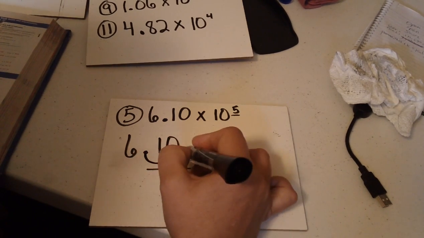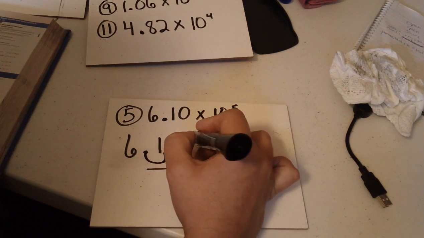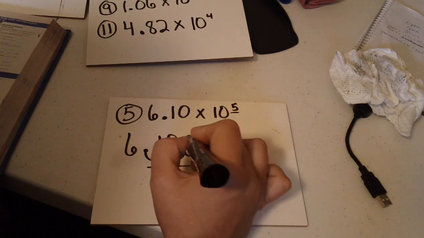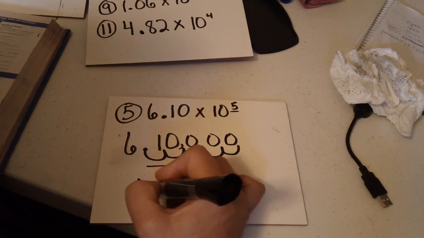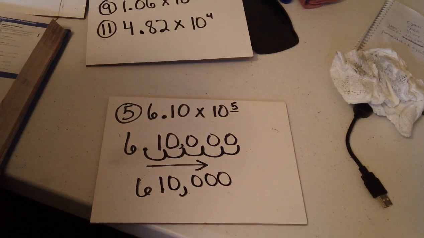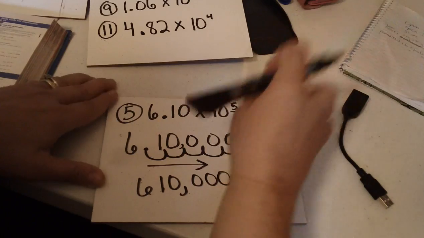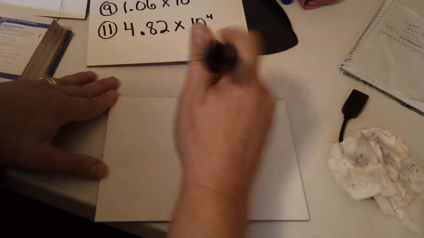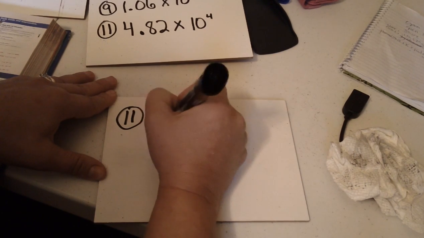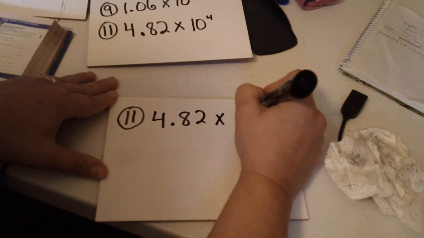So I'm going to move it 5 places. 1, 2, 3, 4, 5. So I'm going to add zeros in those missing spots. And now my number becomes 610,000. Let's do one more like that. Let's do number 11. We've got 4.82 times 10 to the 4th.